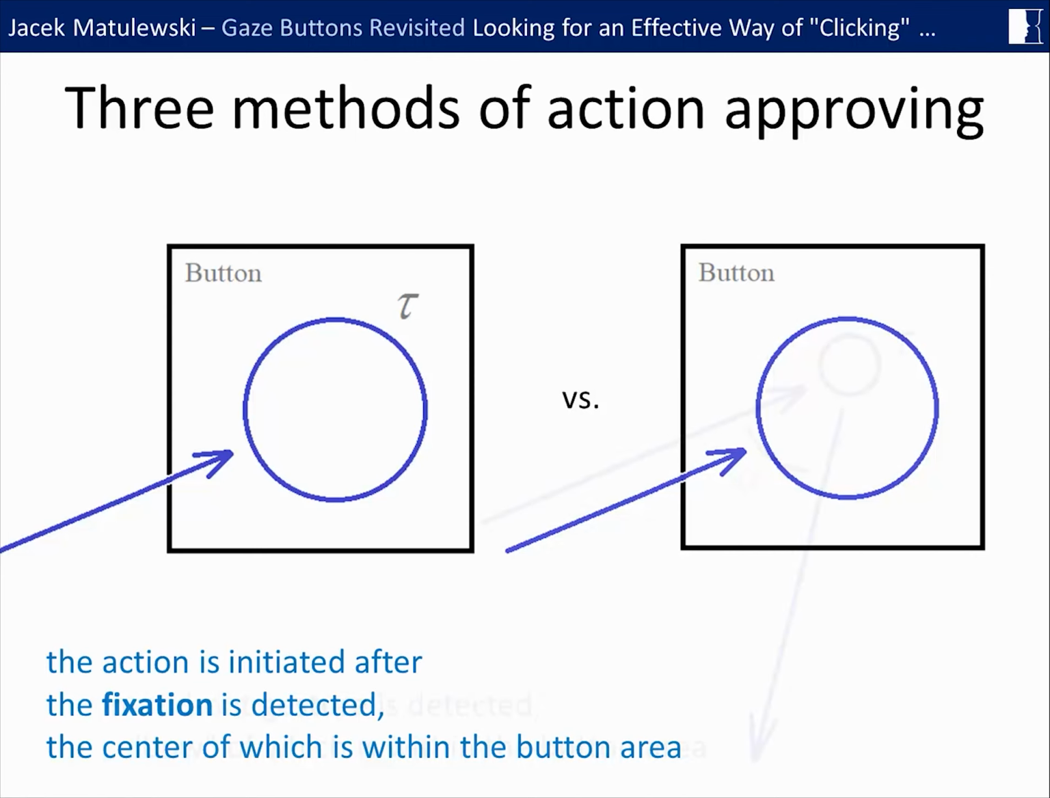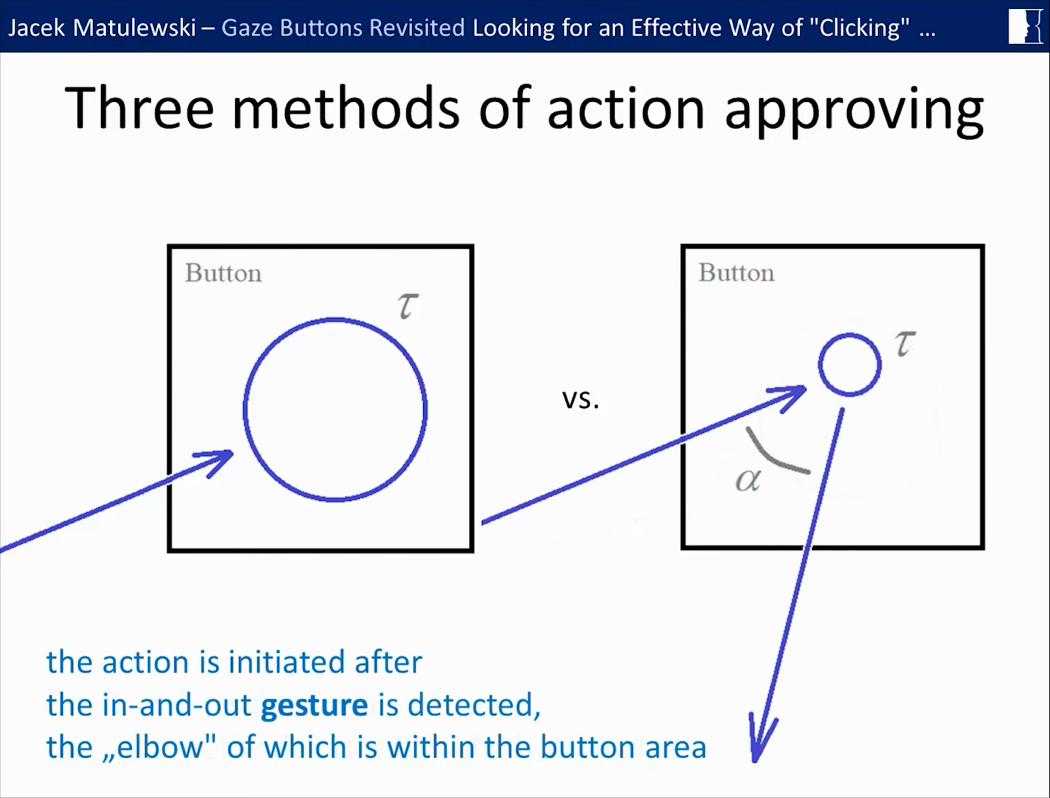The second method we compared with the standard one was the method based on gaze gesture, consisting of movement into the button area and outward movement in approximately opposite direction. The angle should be no larger than, let's say, 45 degrees, but this parameter may be adjusted. In addition, these two movements may be separated by keeping the gaze within the button area for a certain short period of time. We use the term movement with an accent to describe it to the experiment participants. We call this method enter and leave.